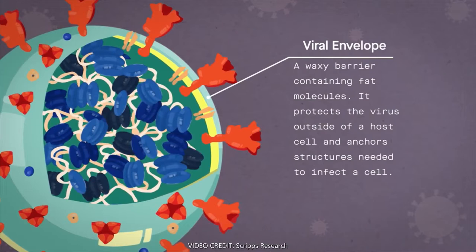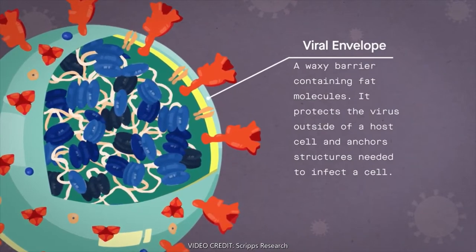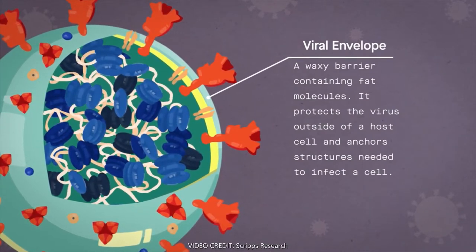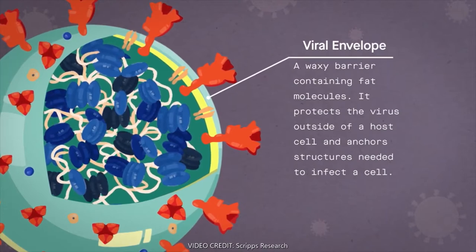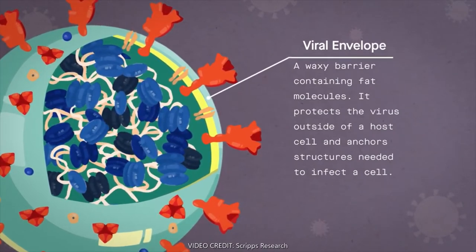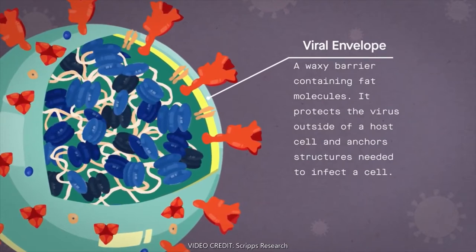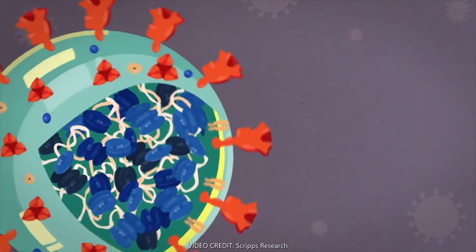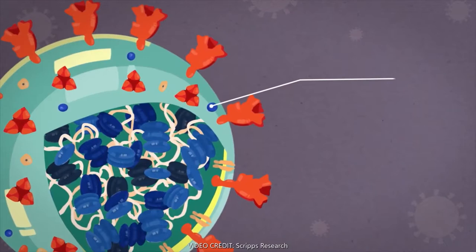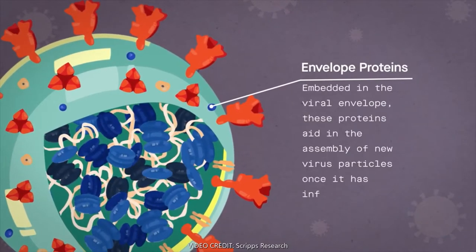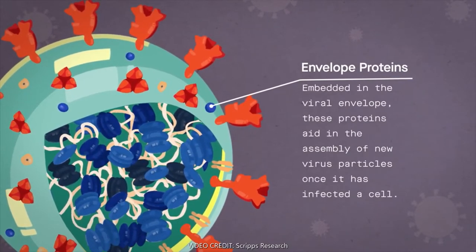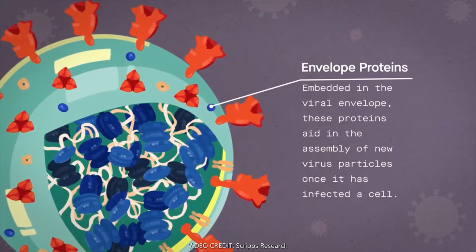Encapsulating the RNA genome is the viral envelope, which protects the virus when it is outside of a host cell. This outer envelope is made from a layer of lipids, a waxy barrier containing fat molecules. As well as protecting the precious genetic cargo, this layer anchors the different structural proteins needed by the virus to infect cells. Envelope proteins embedded in this layer aid the assembly of new virus particles once it has infected a cell.